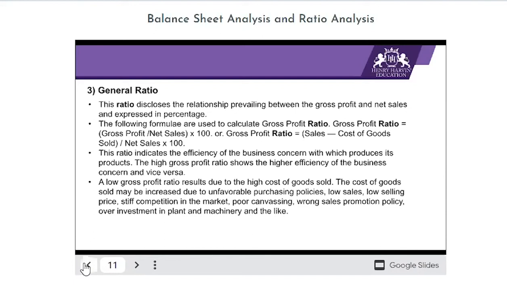So, starting with the gross profit ratio. What is gross profit ratio? Gross profit ratio is gross profit divided by net sales as a percentage. And what is gross profit? Sales minus cost of goods sold.